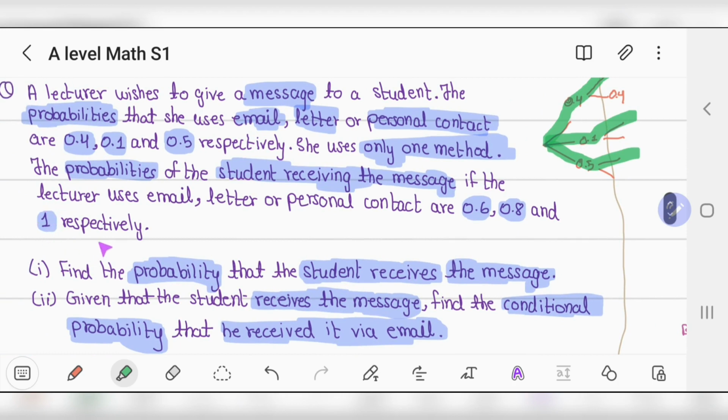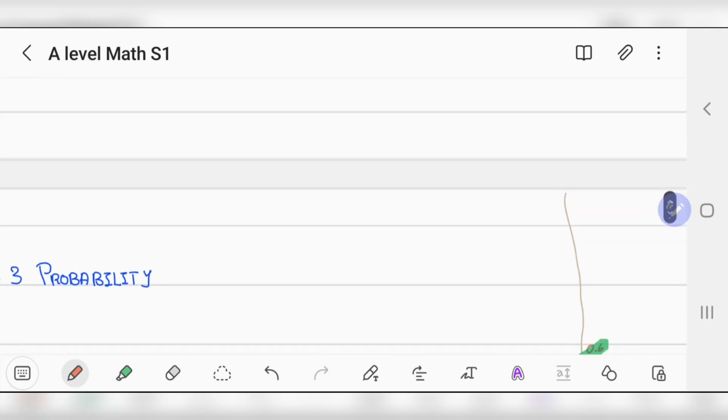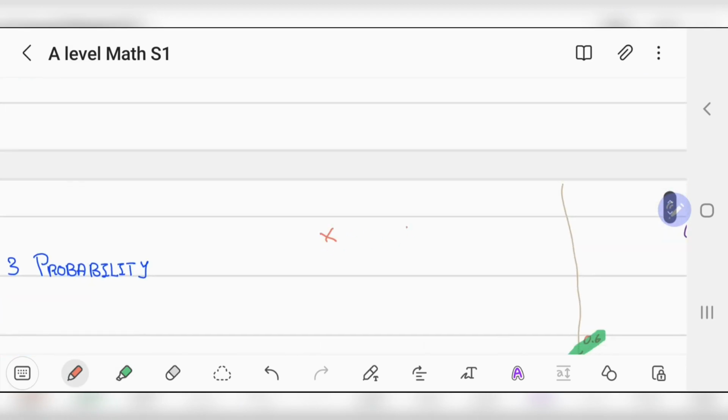So it is certain, which means the probability for personal contact is completely certain that the student will receive the message, because it is written one. So 0.4 times 0.6 plus 0.1 times 0.8 plus 0.5 times 1. Now you need to understand about multiplication and addition.